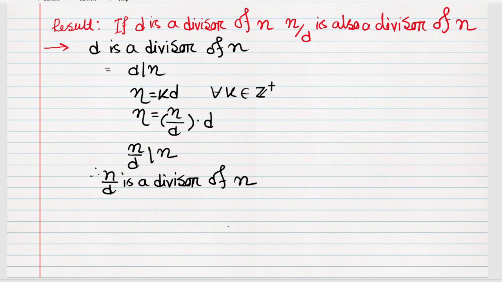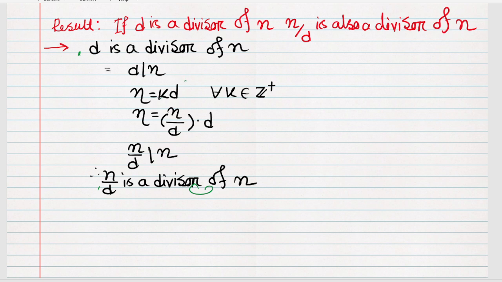So we have a result which says that if d is a divisor of n, then n by d is also a divisor of n, and we have to show this. We have in our statement that d is a divisor of n. That means d divides n.